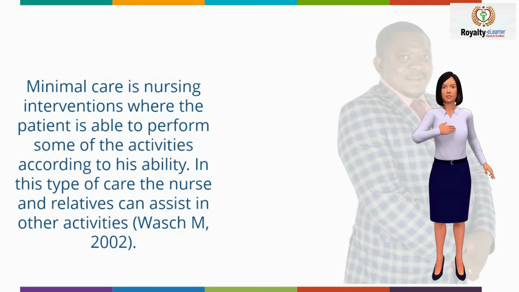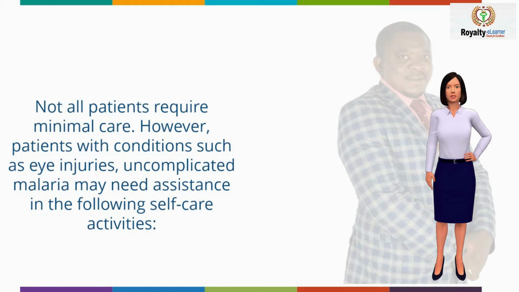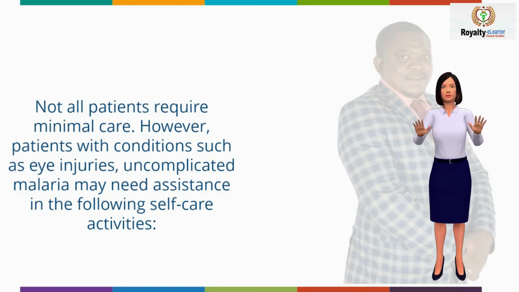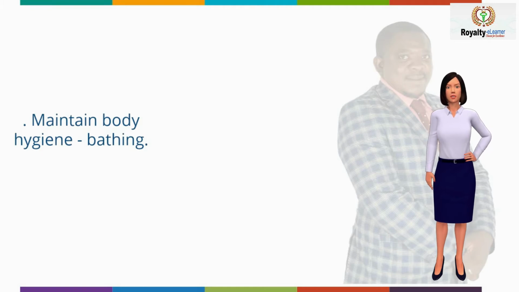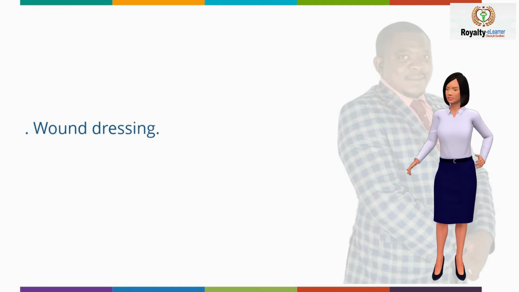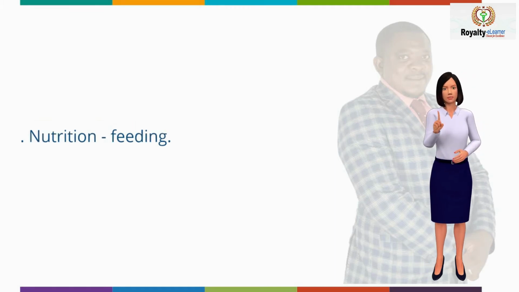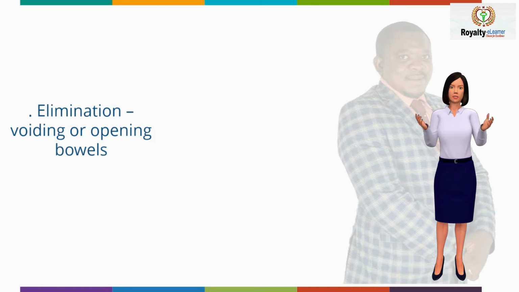Some will need special care, more attention, whilst some may just need assistance in performing some of the universal self-care needs. Patients that have the ability to perform most of the universal self-care needs will be said to be in need of minimal care. By definition, minimal care is nursing interventions where the patient is able to perform some of the activities according to his ability. In this type of care, the nurse and relatives can assist in other activities.